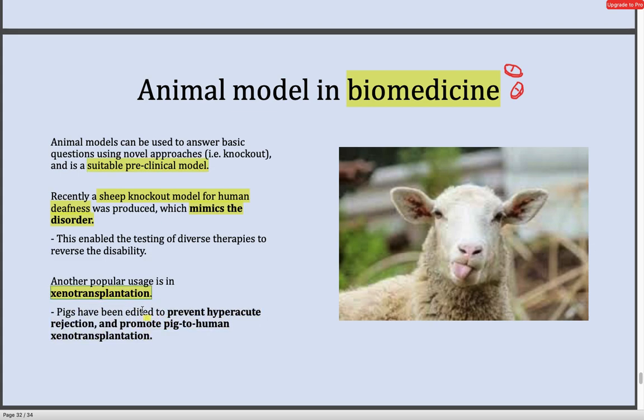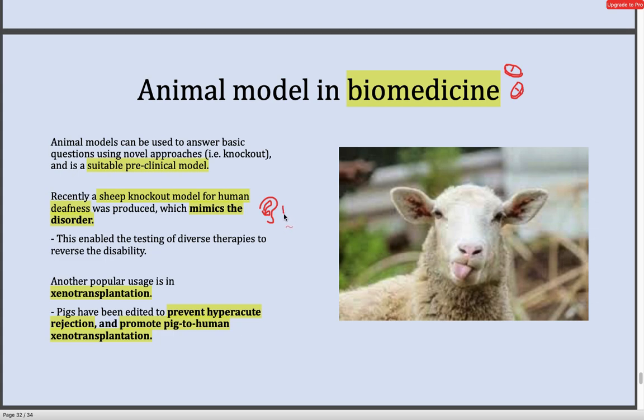So, for example, if you want to see how cancer affects the brain, you can come up with a transgenic mouse that has cancer and see how that affects the brain. So this has been used a lot. One of the best uses was when they used a sheep knockout model to mimic deafness, which was pretty cool. And also for xenotransplantation, to prevent organ rejection.